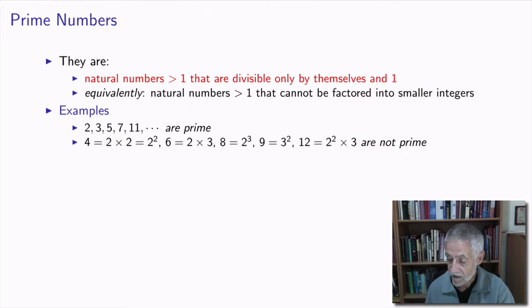And on the other hand, the following are not prime. 4, because it's 2 by 2, say 8, because it's 2 by 2 by 2, 12, because it's 2 squared by 3. They're not prime. They can be factored into smaller integers.